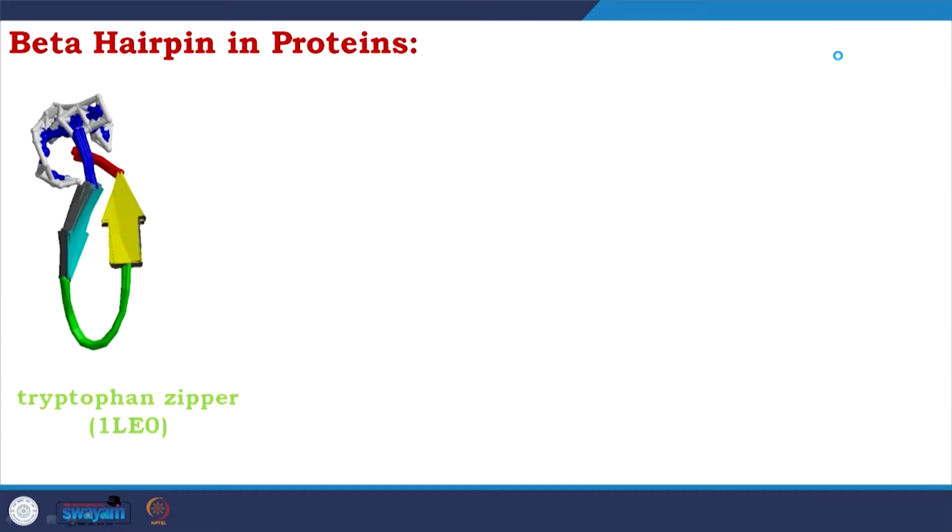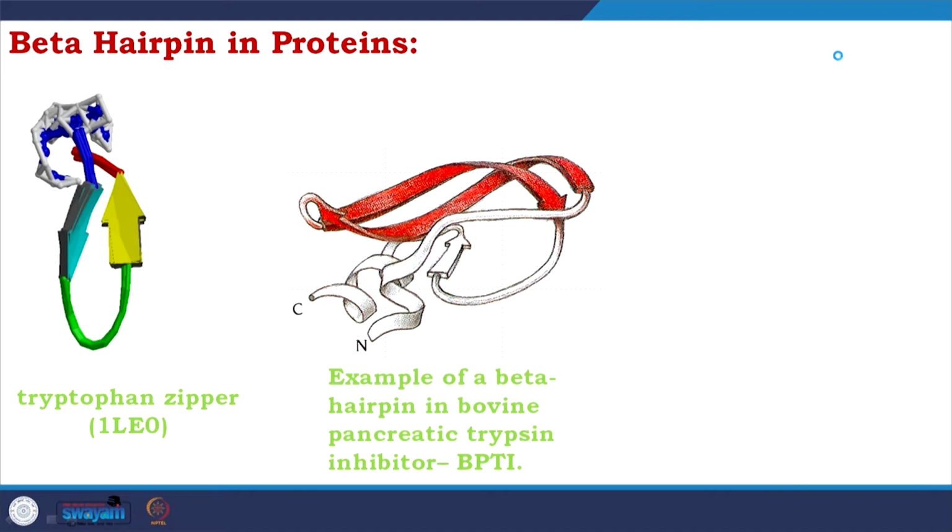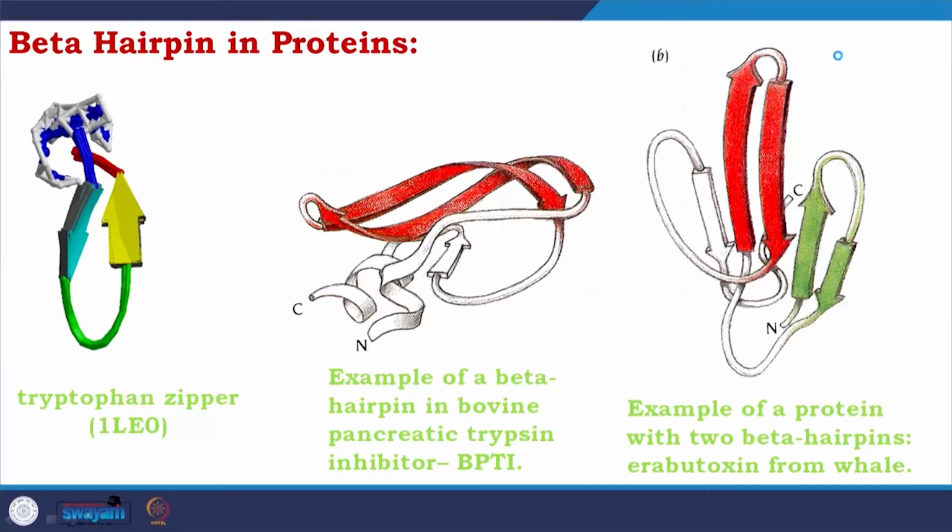Example of beta hairpins presence in protein, this is tryptophan zipper, this is having the beta hairpin you could see. This is the example of beta hairpin in bovine pancreatic trypsin inhibitor, BPTI. BPTI fold is a very classic, stable and frequently found fold in nature. Example of a protein with 2 beta hairpins, arabotoxin from whale. Beta hairpins also have a very interesting aspect that their presence is there in many toxin proteins.